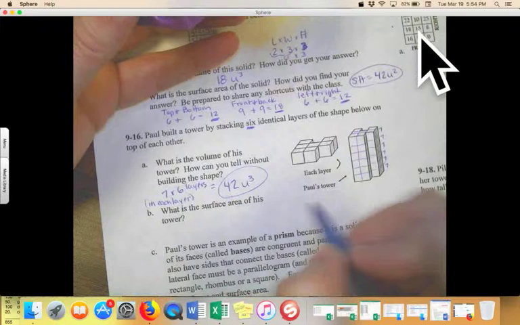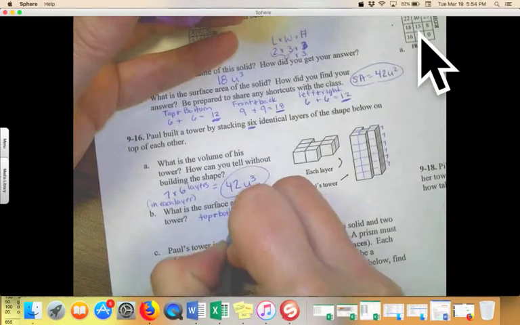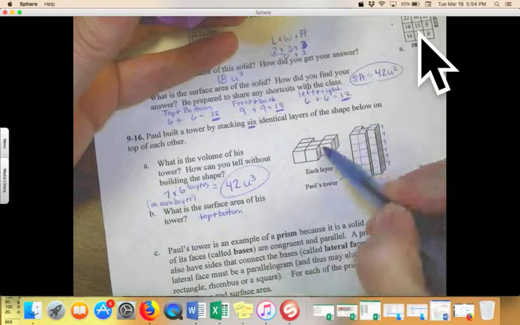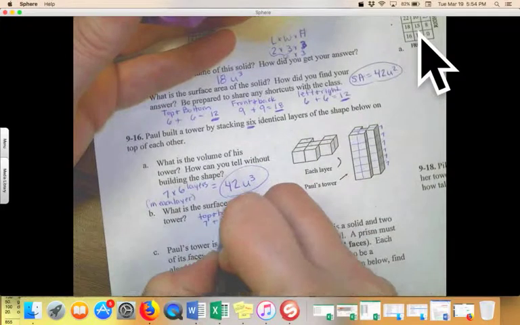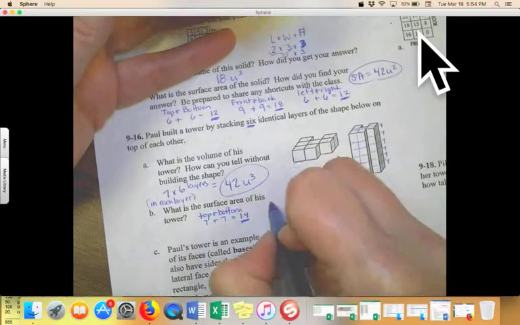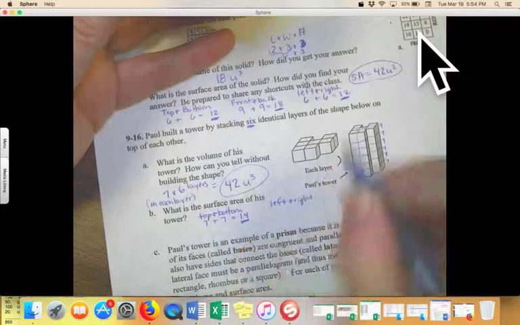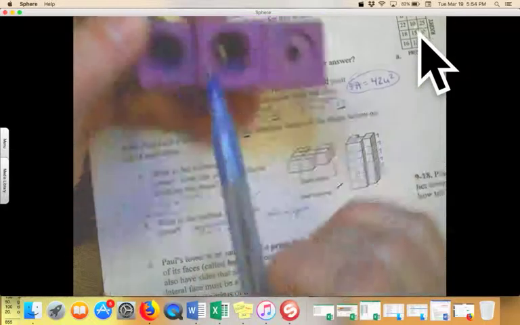So the surface area. We have a top and a bottom. And we know that the top and the bottom are 7 units each. So that's 7 plus 7, which is 14. Okay? We have a left and a right. Okay? So the left and the right.